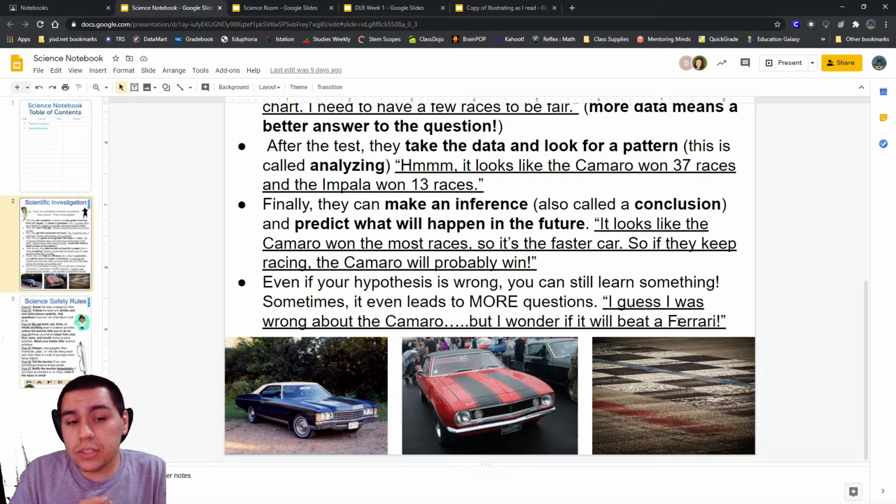The drivers didn't change. The racetrack didn't change. The camera, the timer didn't change. The only thing that changed is the car. They only changed one thing. If you change too many things at once, then again, it's kind of hard to figure out, well, what made that happen then? Was it the different car? Was it the different driver? Was it the different racetrack? What made the difference?